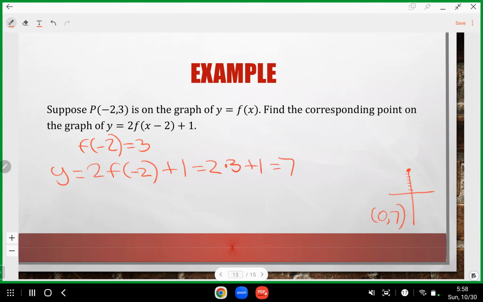Now that we got our y value here, we now need our x value. Since we set x minus 2 to -2, now we have to solve for it. x is going to be equal to 0. So therefore we have our answer: (x, y) is equal to (0, 7).